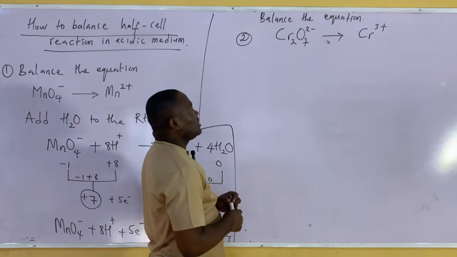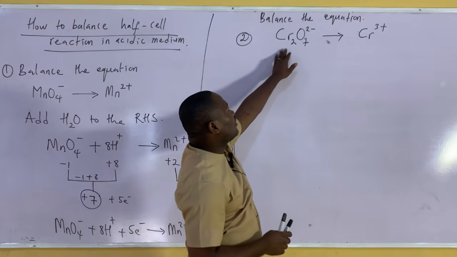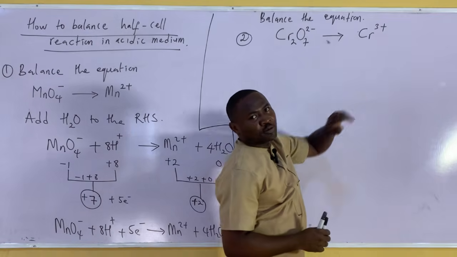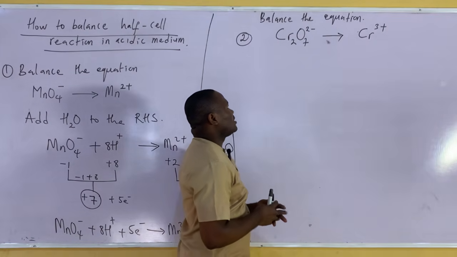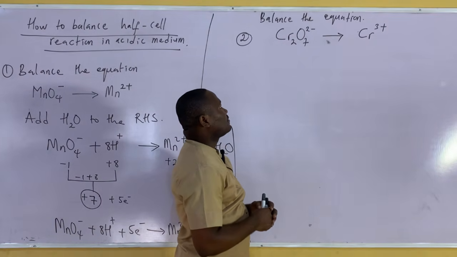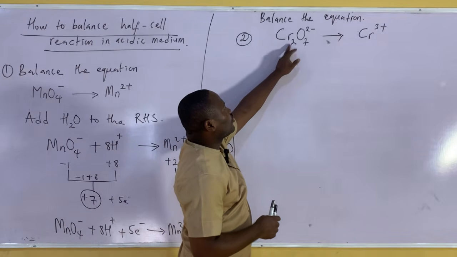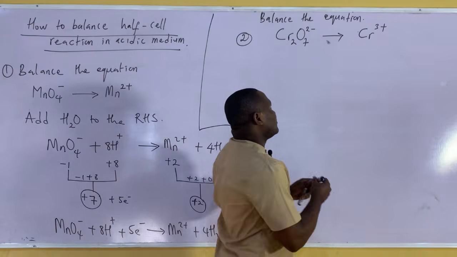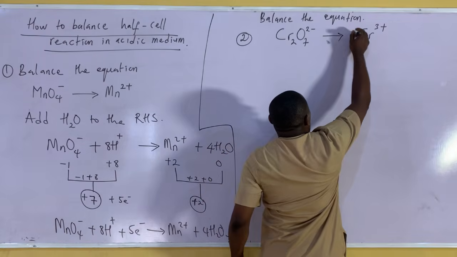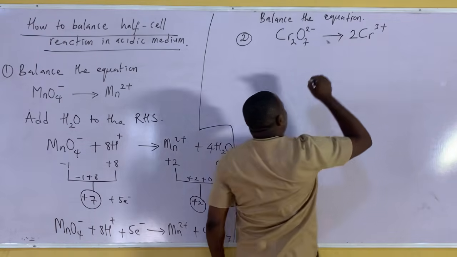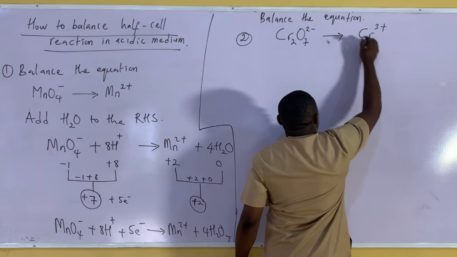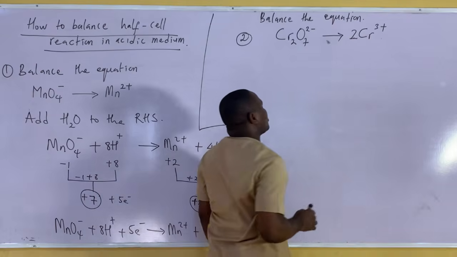Now, if you look at this, I have Cr2O7 2 minus giving me Cr3 plus. Now, what about this? You realize that to balance this first, the number of chromium here is 2, but the number of chromium here is 1. So the first thing I will do is to add 2 here to balance chromium. I will not add 2 here. No, it's to add 2 here to balance chromium.